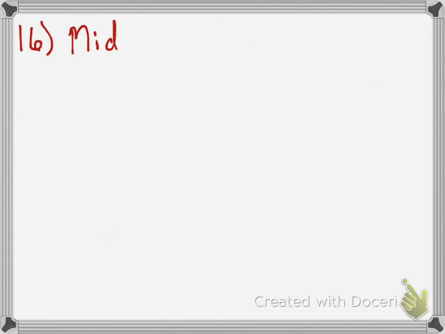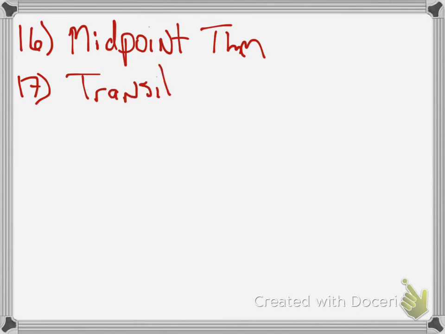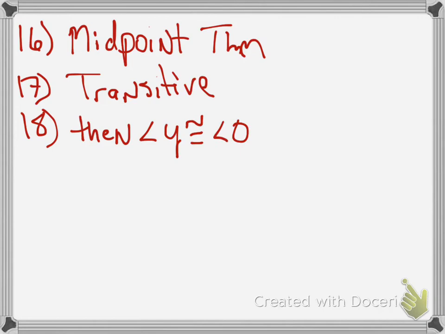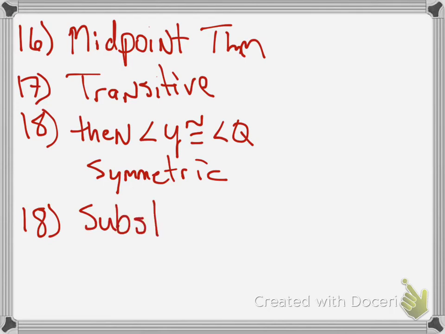So when you look at number 16, that one was just the definition of a midpoint, because it says if so-and-so is a midpoint, then these two segments are congruent. Number 17 is going to be transitive. Number 18, the first 18, which should have ended with then Y is congruent to Q, I'm going to say symmetric. And the next one is substitution, and you can tell substitution because you put something in place of something else.